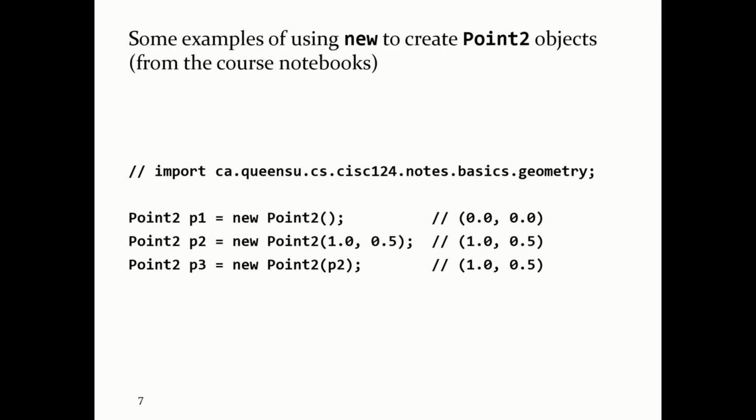Okay, so in the notebooks, if you go to the objects notebook, you'll come across this class called point2, which should be a class that makes a lot of sense to you. Point2 represents a 2-dimensional point. So it has an x and a y coordinate, and the x and y coordinates are both double values. This slide here is an example of how you can make point2 objects.